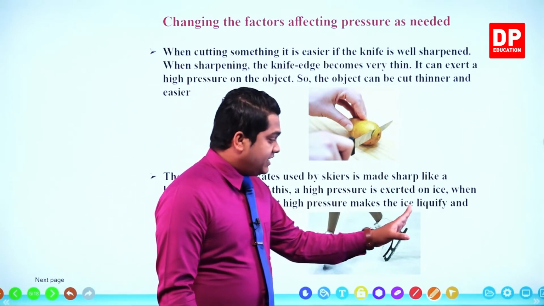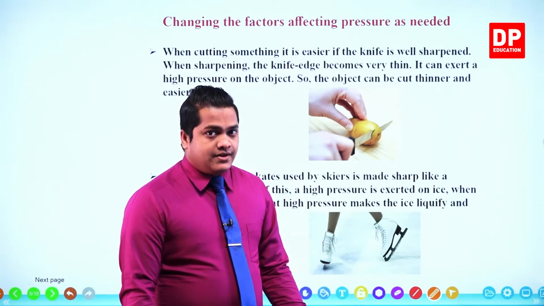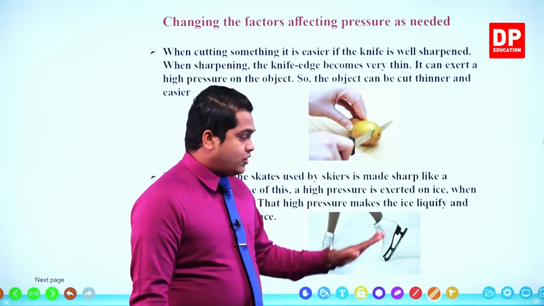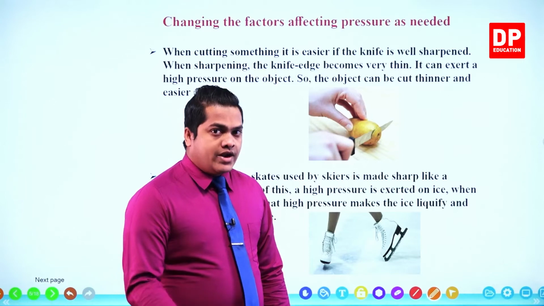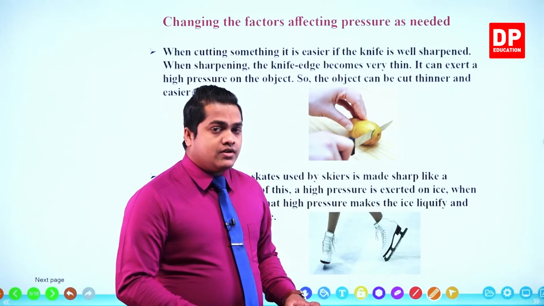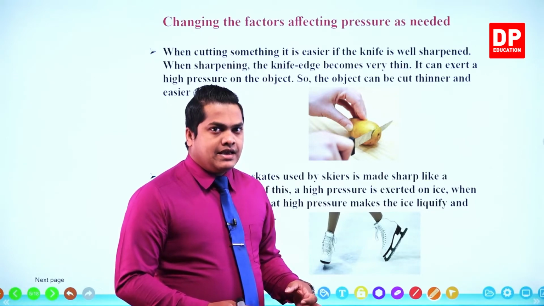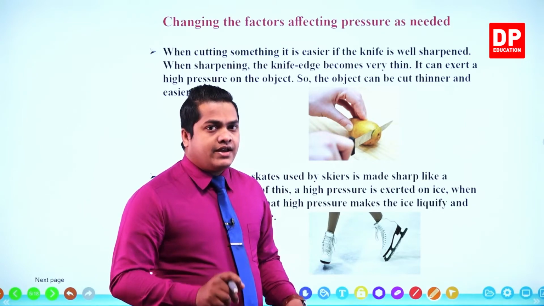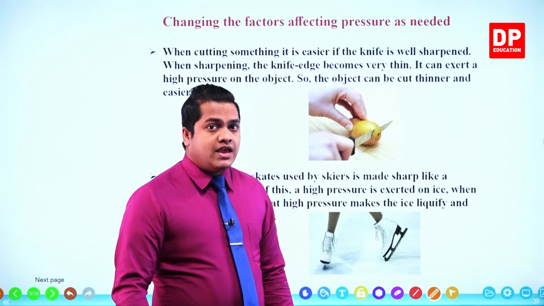Now you know that if it has a less surface area, I mean if it is very thin, the surface area is very less, so it's going to exert a greater pressure on the ground. Here especially on the snow or on ice, it is exerting a greater pressure. So upon giving out a greater pressure, ice is going to melt very quickly and it's going to create a liquefied water line. You know that water is very slippery.